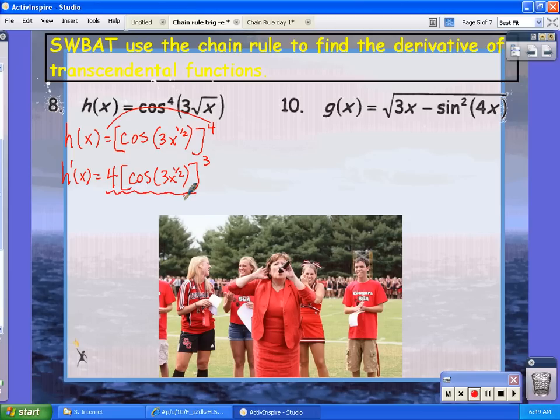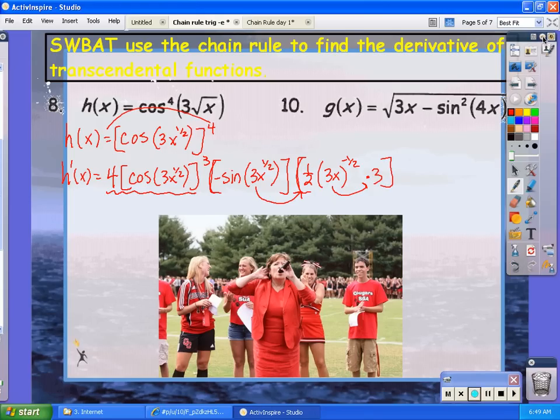Now secondly, I'm going to take the derivative of the inside, which is cosine. The derivative of cosine is negative sine of the angle. And then lastly, the derivative of the angle itself is going to be 1/2 3x to the negative 1/2 times 3. So this was really loaded with the chain rule.